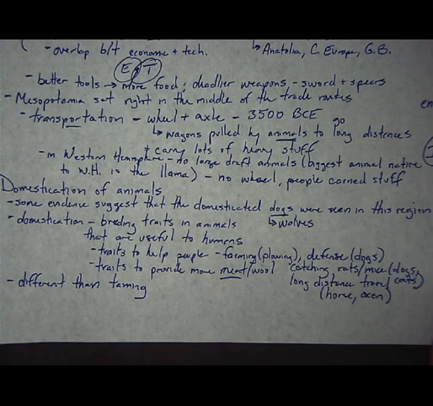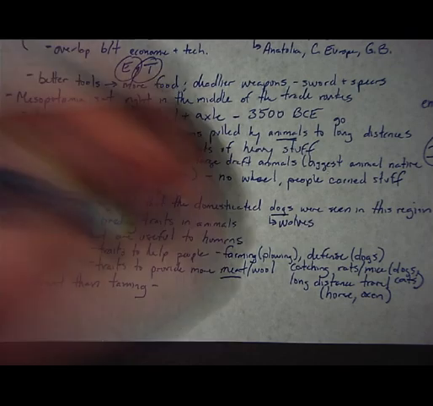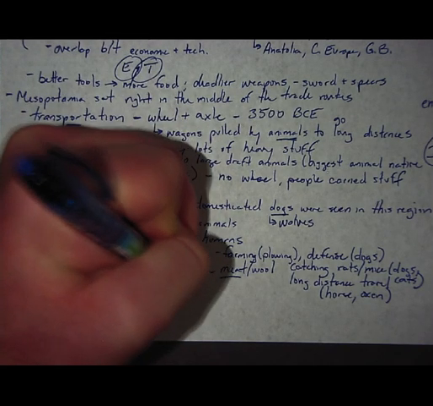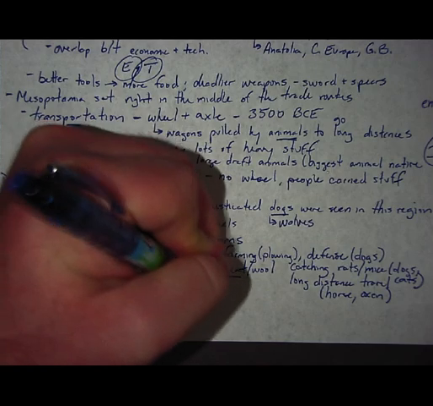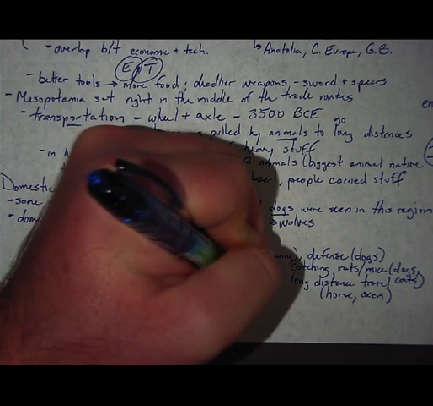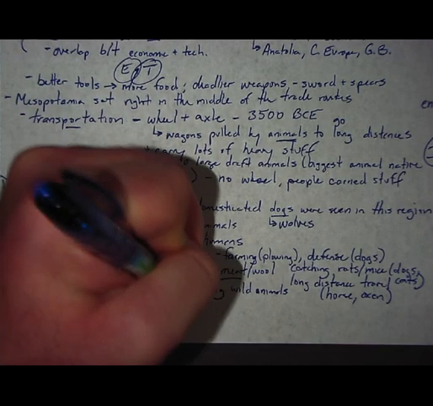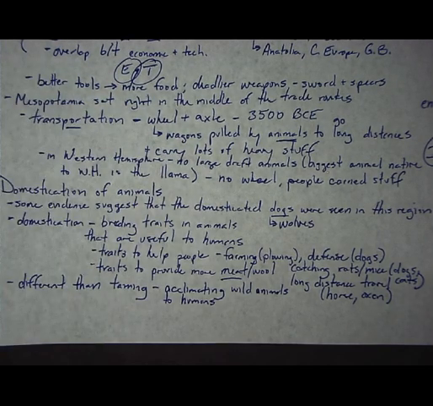So taming an animal means that you are acclimating wild animals to humans. So you're getting them used to humans. So domestication is different than taming an animal. A tame animal is still a wild animal. It's just used to people.